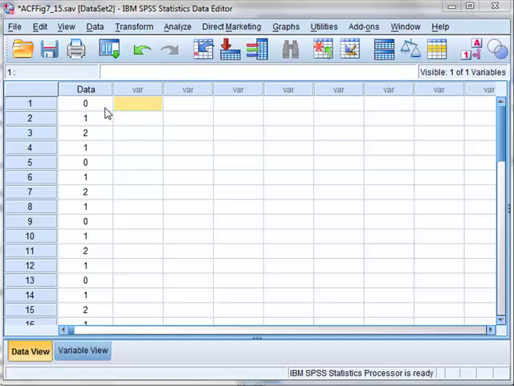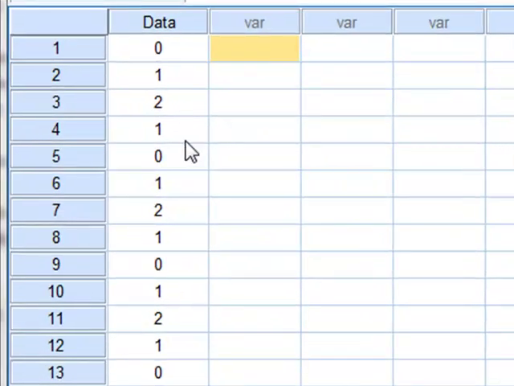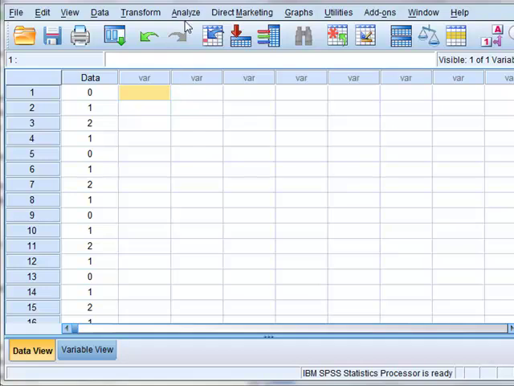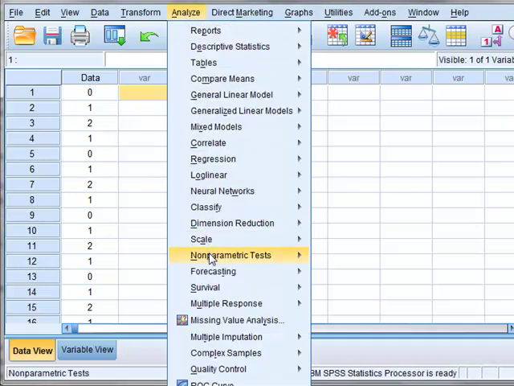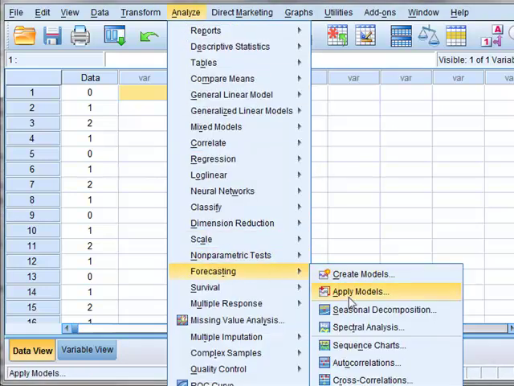These data values of 0, 1, 2, 1, returning to 0, 1, 2, 1, give a sawtooth waveform of a very specific period of 4 units. We can use this to investigate the technique of autocorrelation.